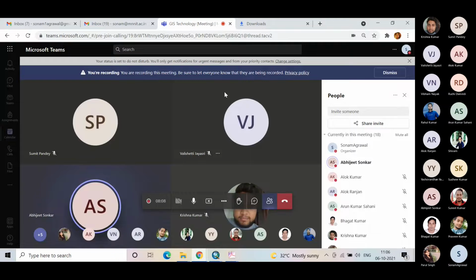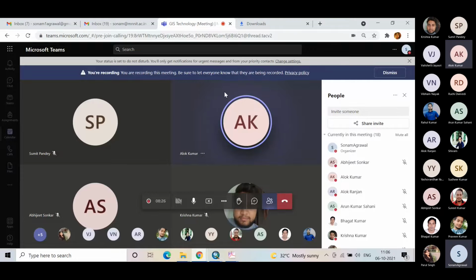Alok Kumar. Yes, ma'am. Yes, Alok. What is spatial referencing? Ma'am, it is a system which is used to reference the two-dimensional map. So, what are the different ways of doing the spatial referencing? Ma'am, coordinate system, rectangular coordinate system, non-coordinate system, and ma'am, I don't remember the name of one.